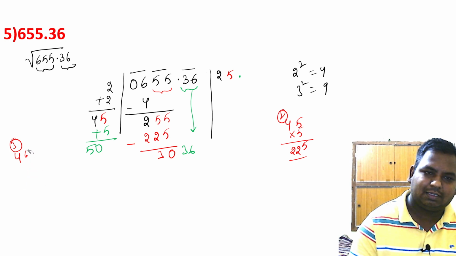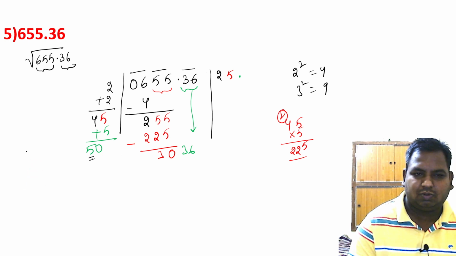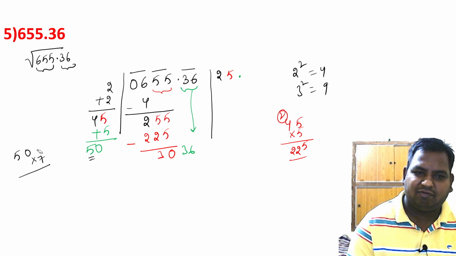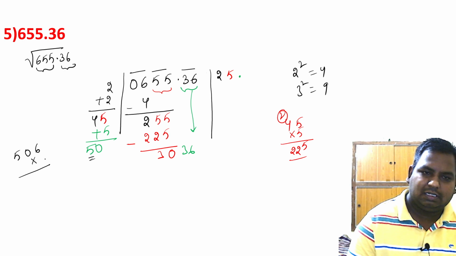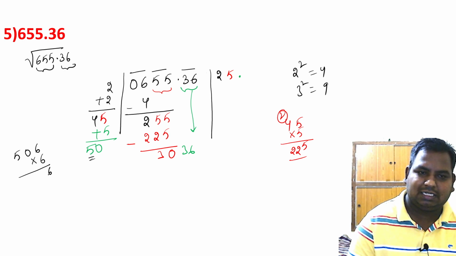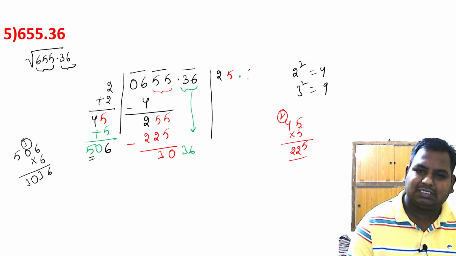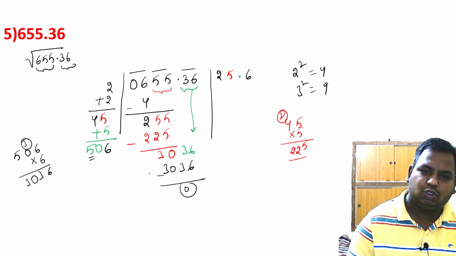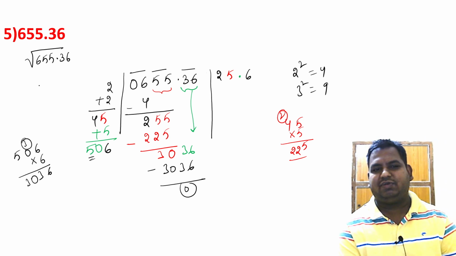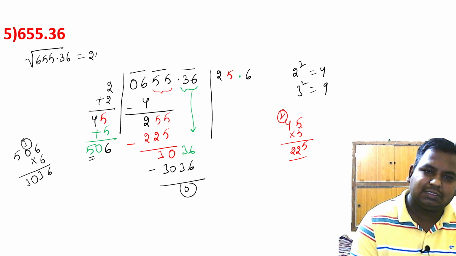So I'll arrange this part. Here we have 50. So I'll take 50. Let me write 7 beside and multiply with 7. What will I get here? I hope 7 will not work. We'll go with 6. 506 6s are 6 6s are 36, 6 5s are 30. So 506 6s is 3036. So the remainder is 0. So what can we conclude here? We can say that the square root of 655.36 is 25.6.